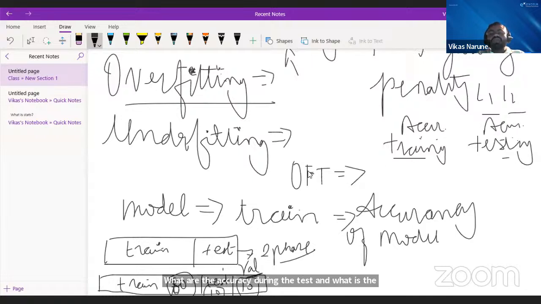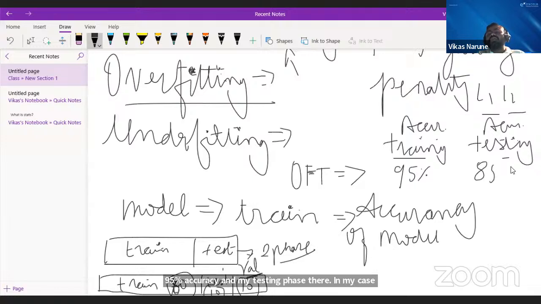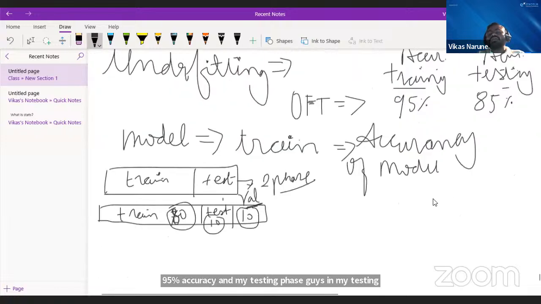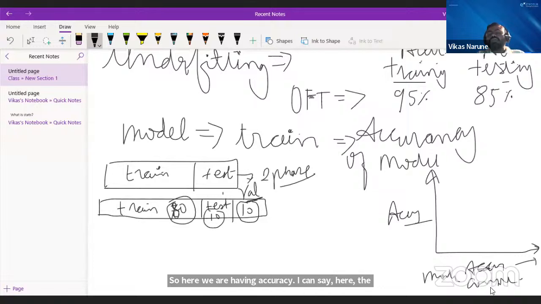Let's imagine this way. When we have an overfitting situation, in training my model fitted very well, and it is giving me back 95% accuracy. In my testing phase, it is dropping very sharply, and it is giving me 85% accuracy. If I put it in a graph, this is what it's going to look like. Here we have accuracy, and here will be the model complexity.